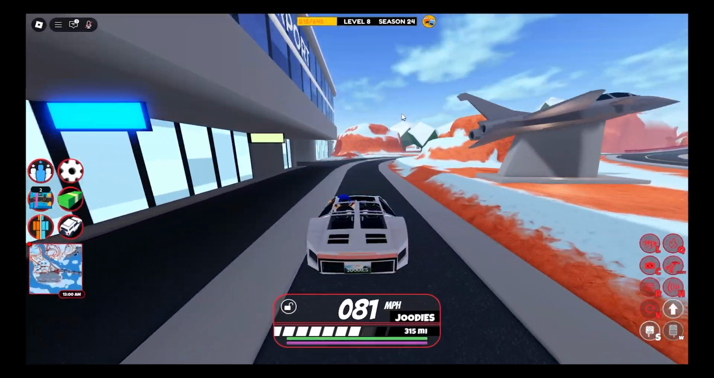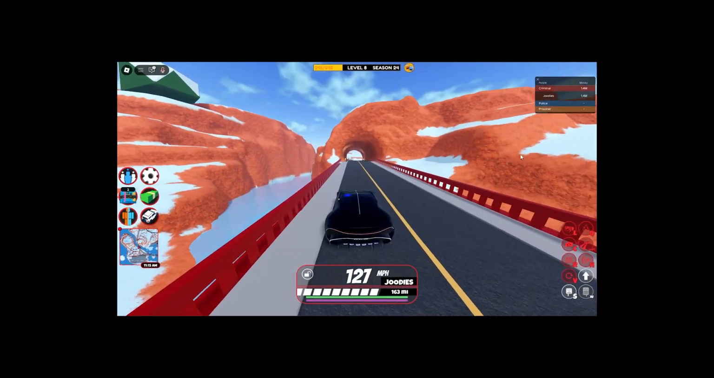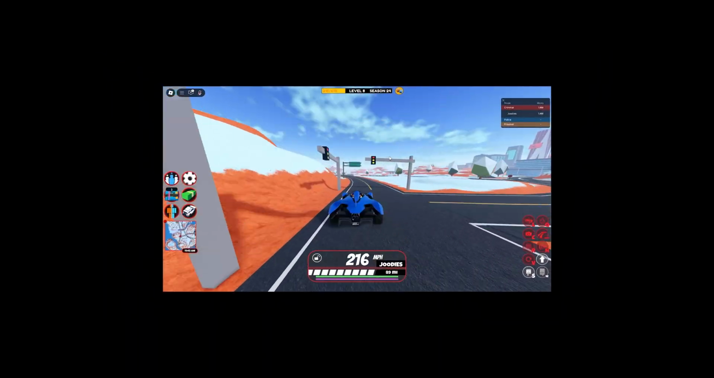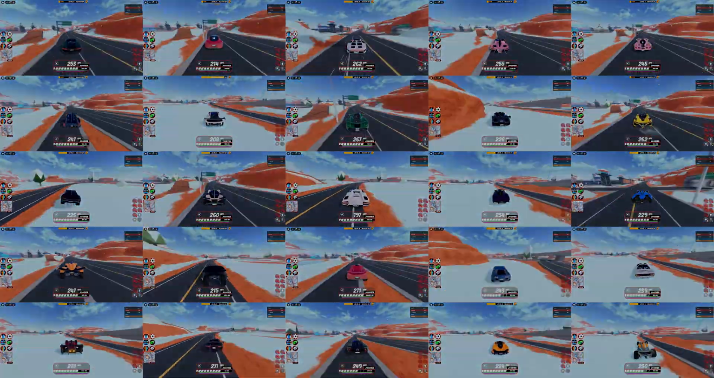So I made a test of 16 different factors to find the best car in Jailbreak. The 25 best cars, all at once. First, we head to the drag strip.